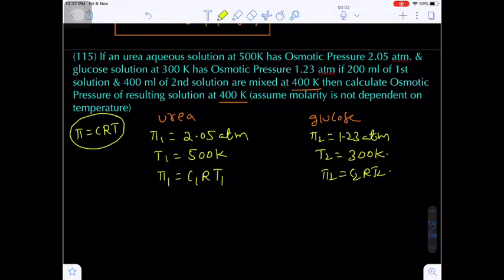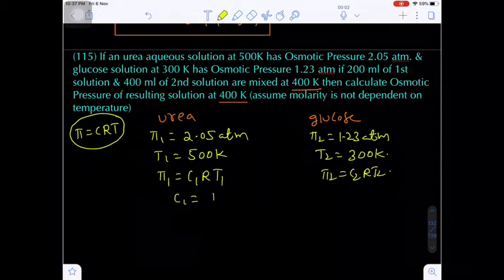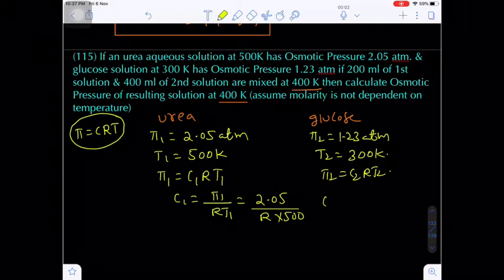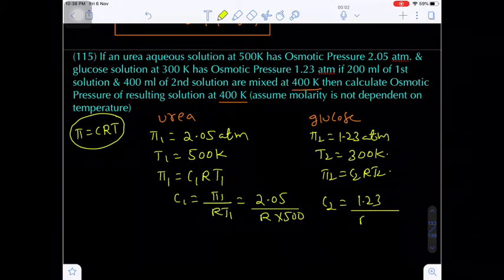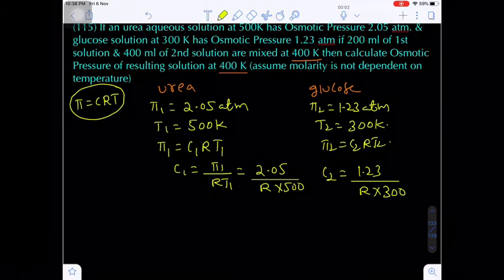What is the concentration here? C1 will be equal to pi 1 upon R T1. What is the pi 1 value? 2.05 atm. R value as it is I am writing, and temperature value I am writing 500 Kelvin. On the right hand side, C2 will be pi 2 upon R T2. Pi 2 will be 1.23 upon R into T2. R as it is, T2 value I am writing 300 Kelvin.